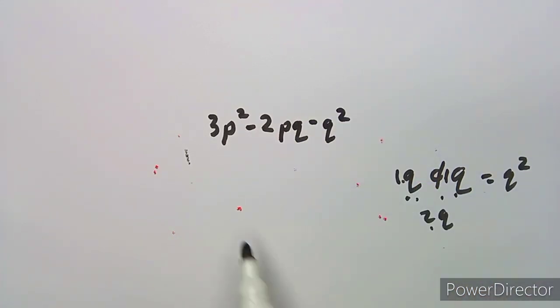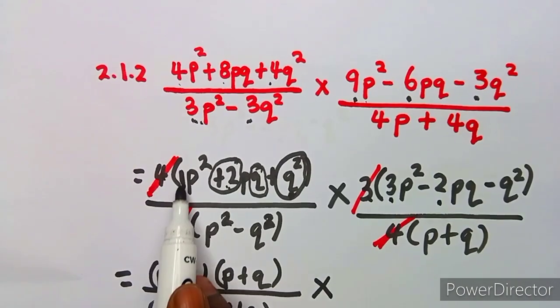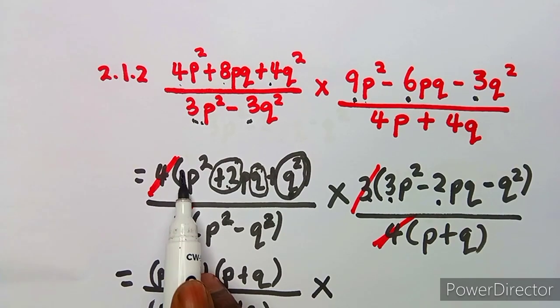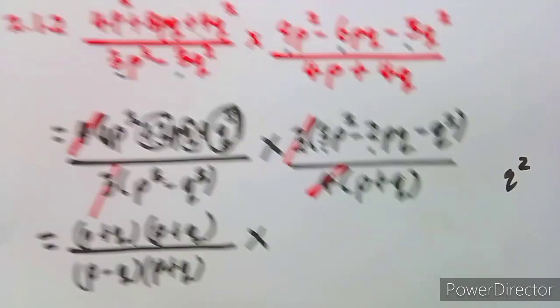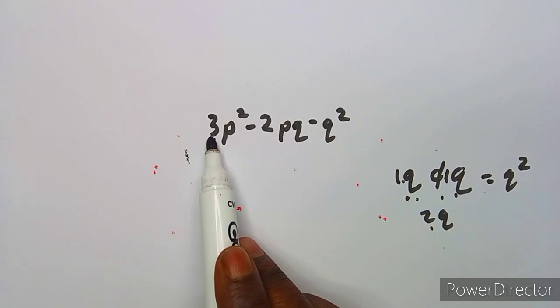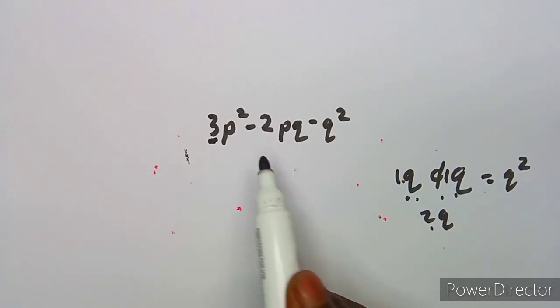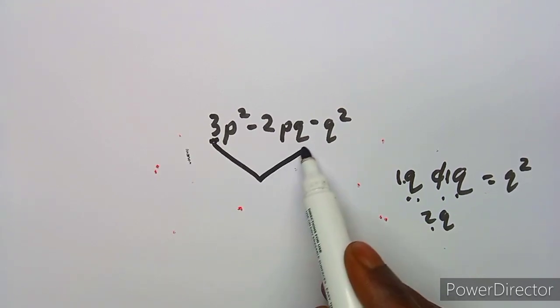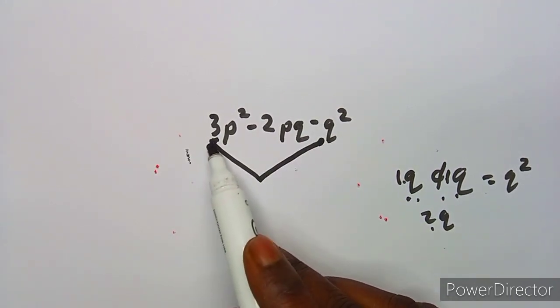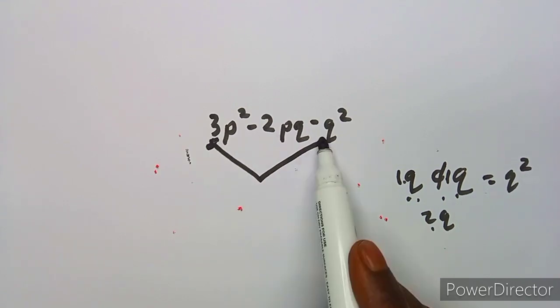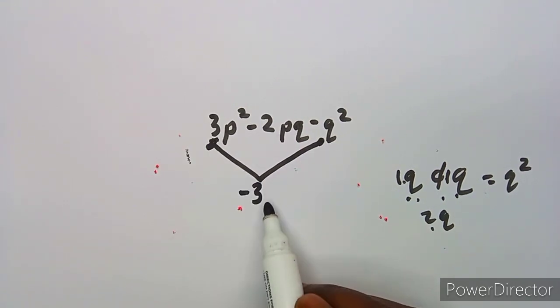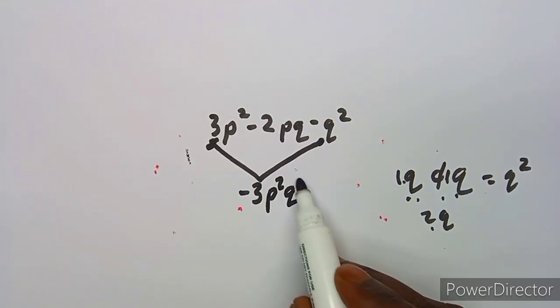So as you can see, we are back. The coefficient of p squared is not 1, so we have to apply the long way. It's different from this one, where the coefficient of p squared was 1, so you could just apply it direct. But this time, it's not. So we have to apply the longer way. So what are we going to do? Multiply the first term and the last term, just like what we did on those questions. So this is going to give us minus 3p squared q squared.